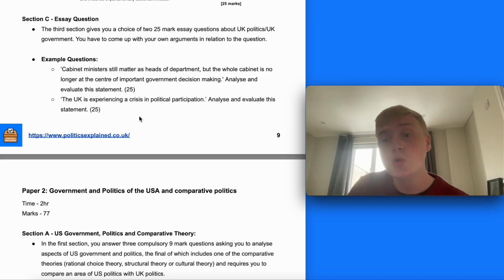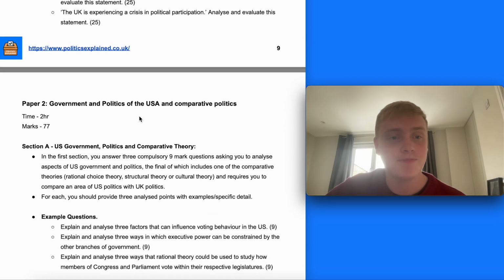You get a choice of 2 essay questions, 2 25-mark essay questions about UK politics or UK government. You have to come up with your own arguments in relation to the question. For example, the UK is experiencing a crisis in political participation. Analyse and evaluate this statement. You have to come up with key arguments for that statement, key arguments against, and then you have to come up with your own judgment in the essay.